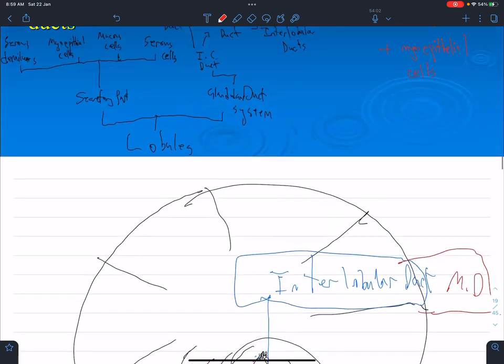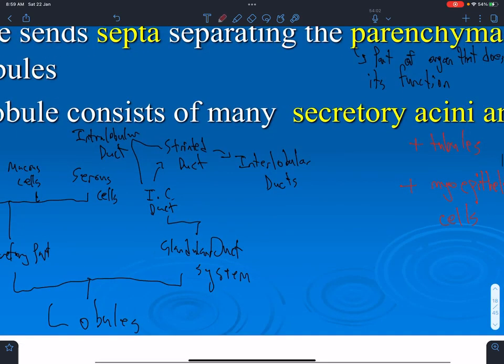In other words, the main duct could also be called, for the parotid gland, the parotid duct. For the submandibular gland, the submandibular duct. So the submandibular duct, sublingual duct, and parotid duct, the ones that come out of their glands respectively, those are the main ducts that they're talking about, okay? So this is your main duct, the final duct of the glandular duct system.